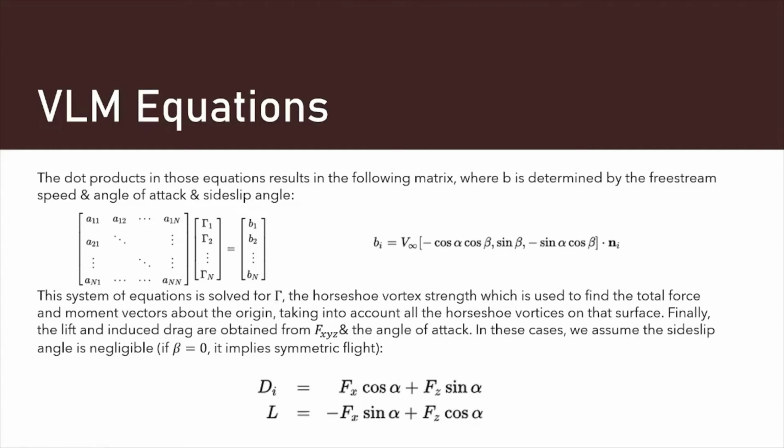So finally, what are we looking for? We're looking for the lift and induced drag, and that is obtained from the forces in the x, y, and z direction and the angle of attack. So in these cases, we assume that the side slip angle is negligible. So if beta equals 0, that implies symmetric flight, and then bam, we get these equations. So that is essentially the theory behind VLM.